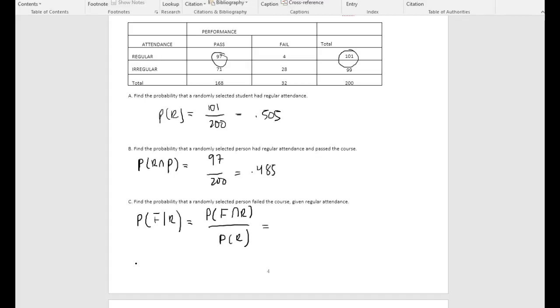So failed and regular, we go to the intersection of fail and regular and we see 4. So it's going to be 4 over 200. And then the probability of regular was 101 over 200. We factor out the 200s and we get 4 over 101, which equals 0.0396.